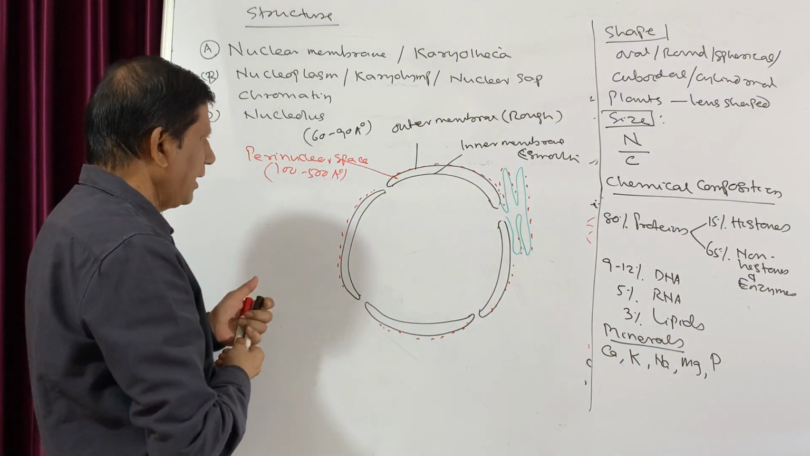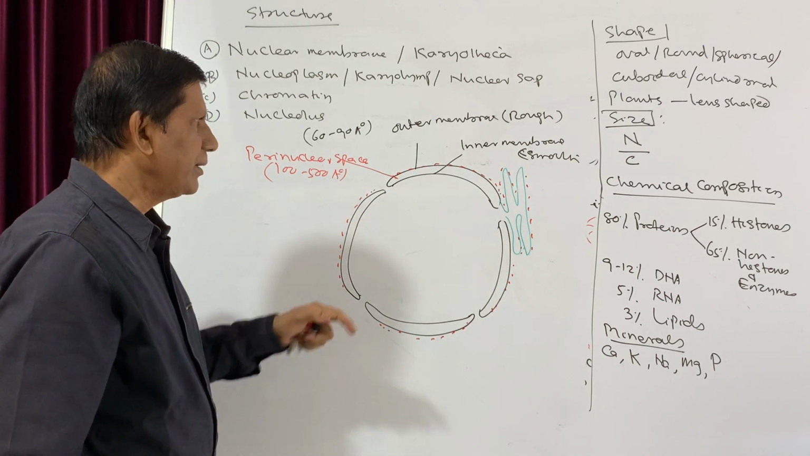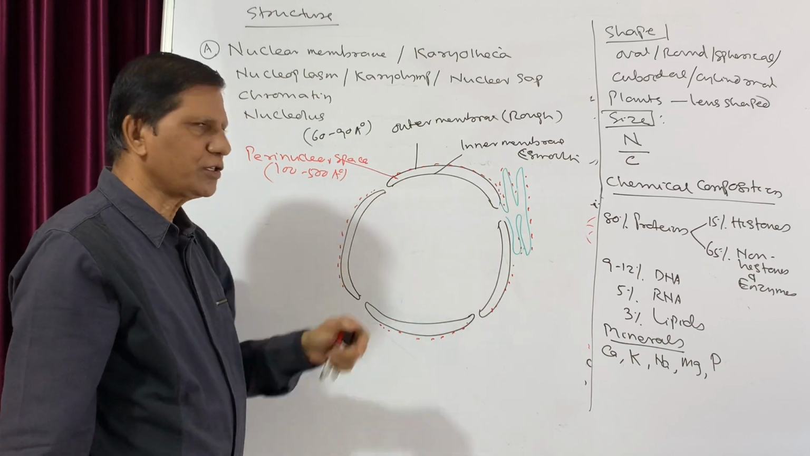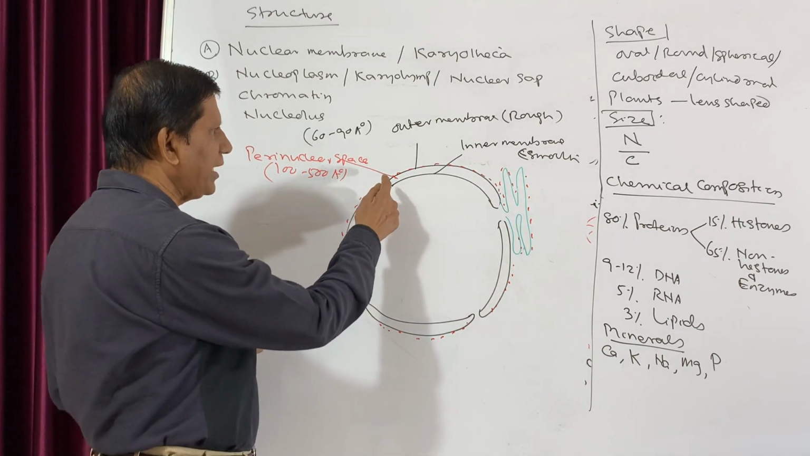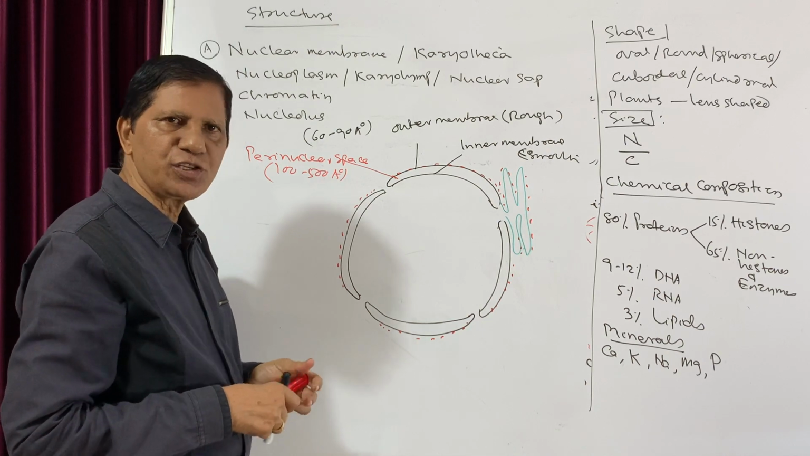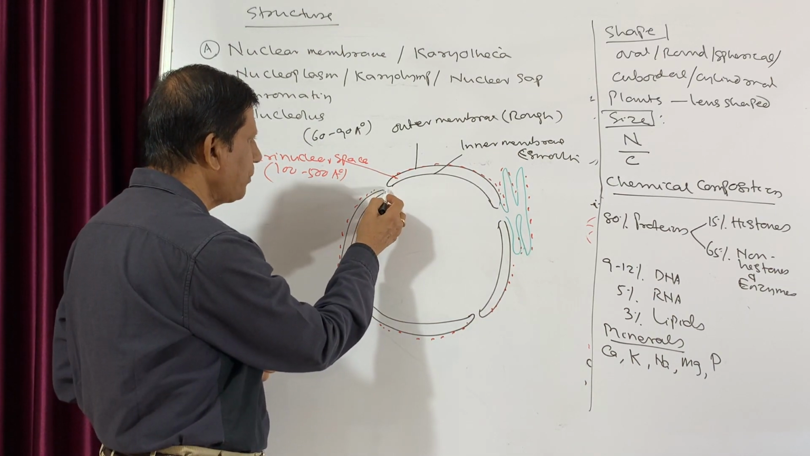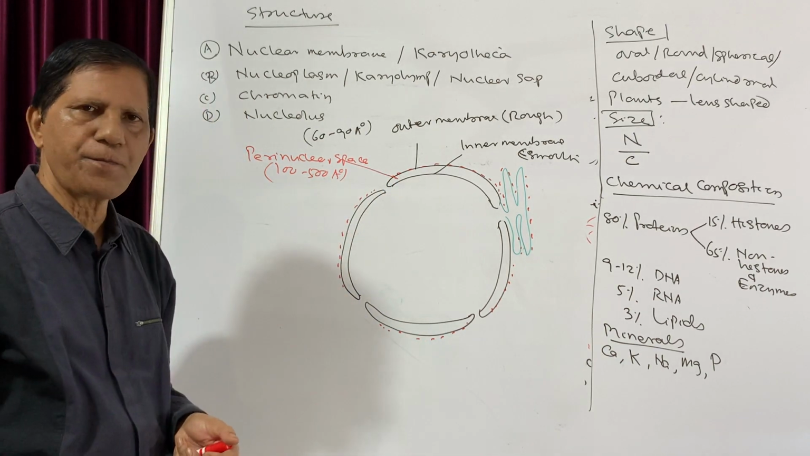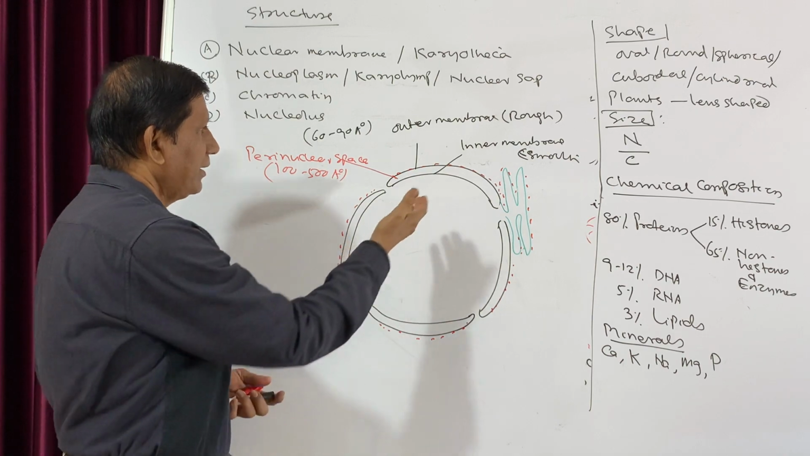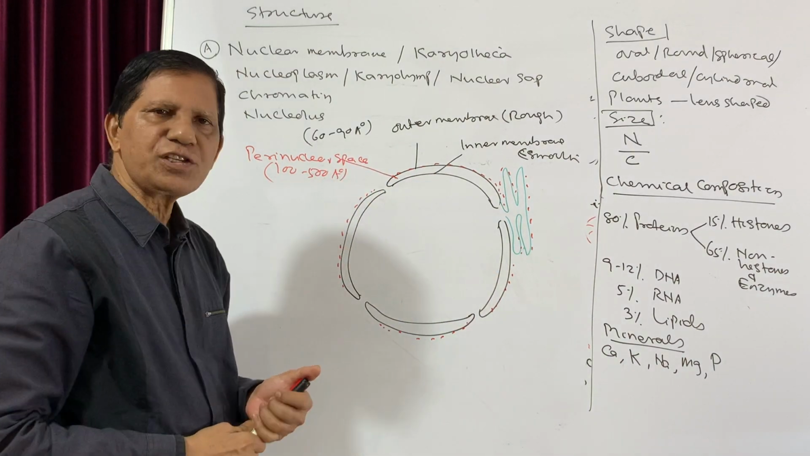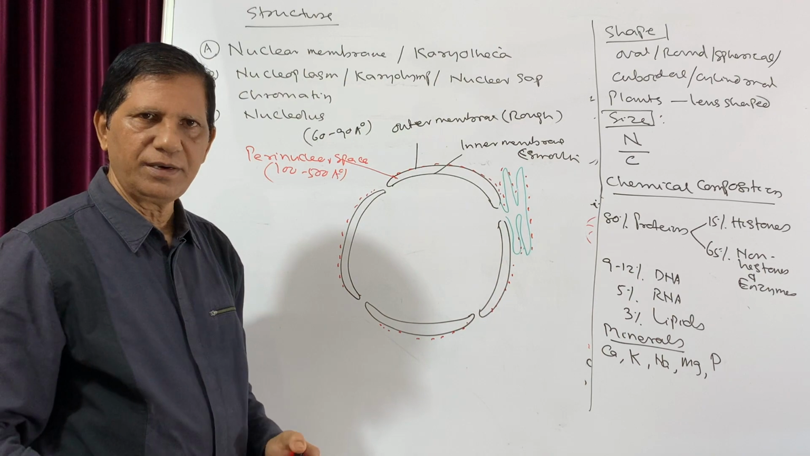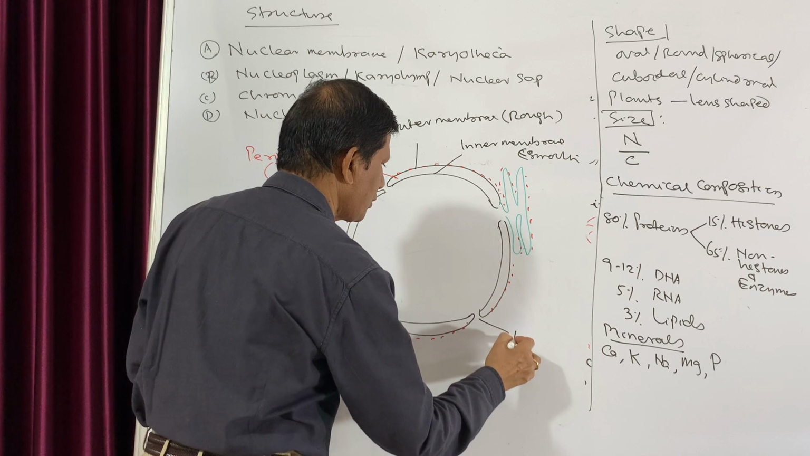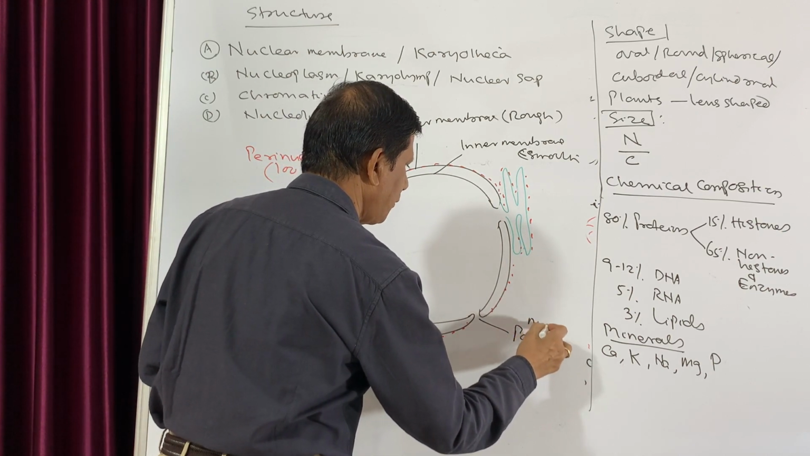Now, it is a double membrane. The outer membrane is rough and connected to the endoplasmic reticulum. The inner membrane is smooth, and the inner and outer membranes are free from each other, except at the points of the pores, where it is continuous. And the nuclear membrane is not uninterrupted. It is interrupted by several pores. These are known as nuclear pores.